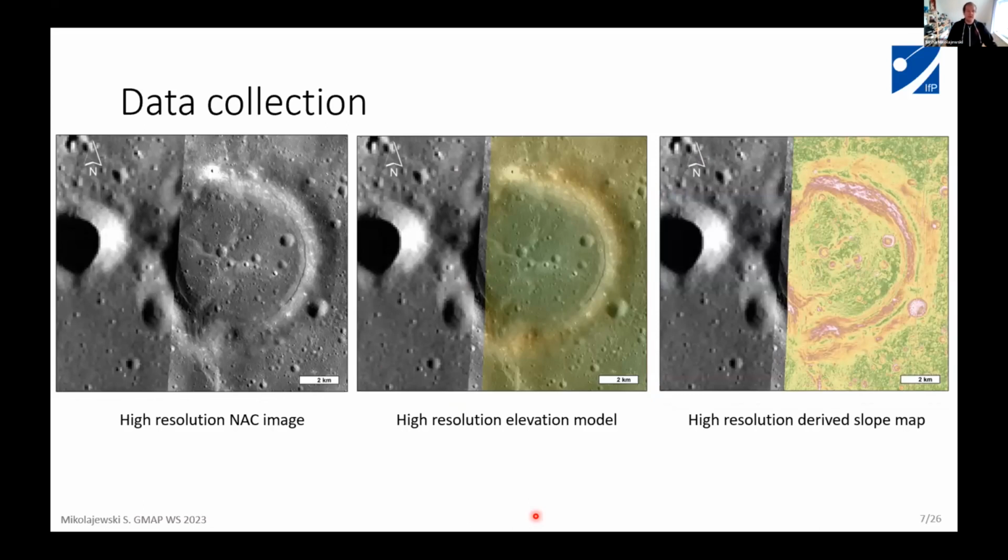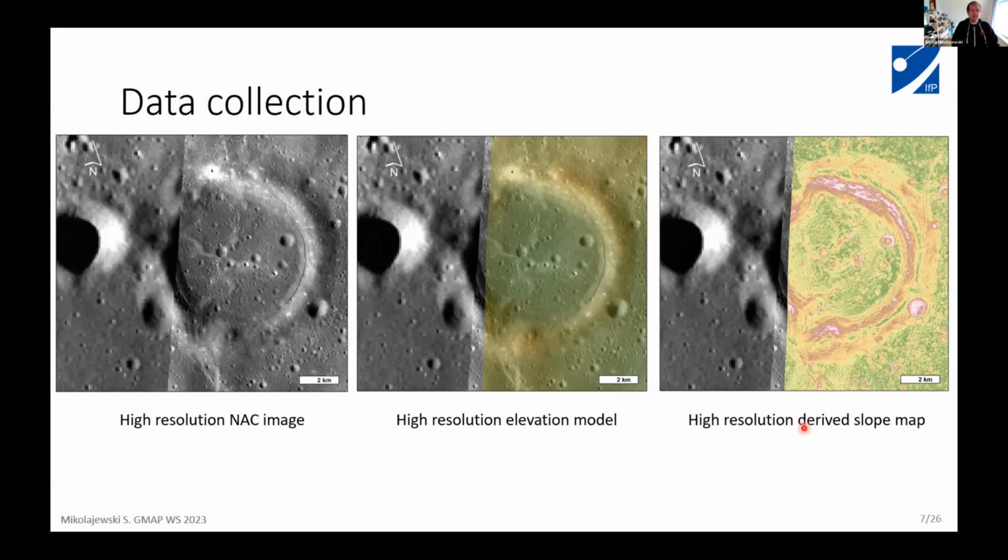And when it comes to planning a lander mission or a rover traverse, or for asteroids, EVAs, we use high resolution NAC images. On the image on the left-hand side, you can see the resolution difference between the WAC and the NAC image. We can then also use high resolution elevation models as shown in the central image, and from this high resolution elevation model we can derive a slope map to plan rover traverses and astronaut activities.